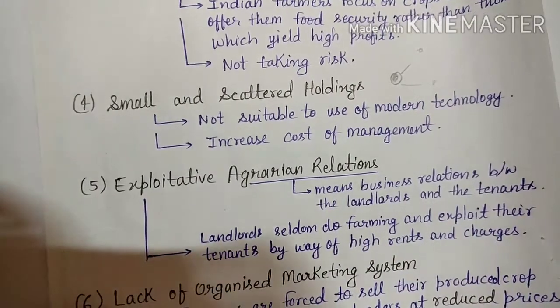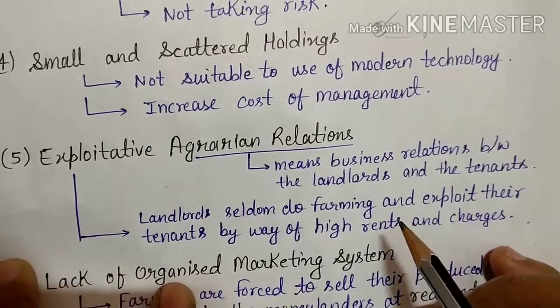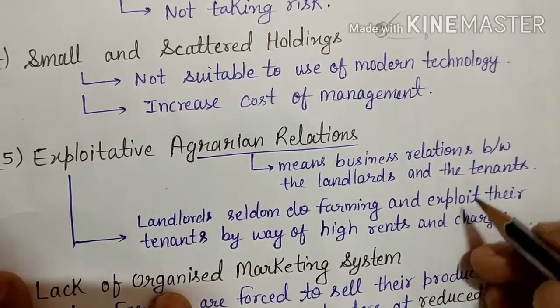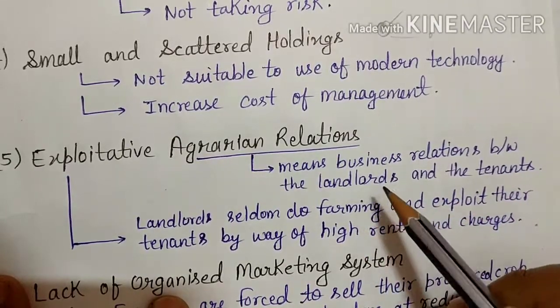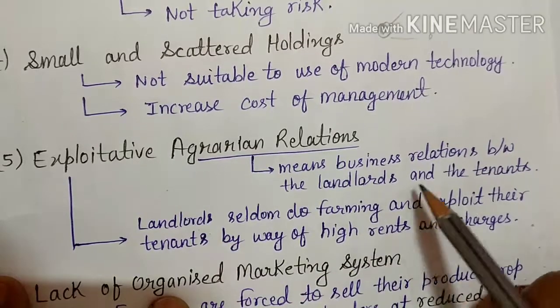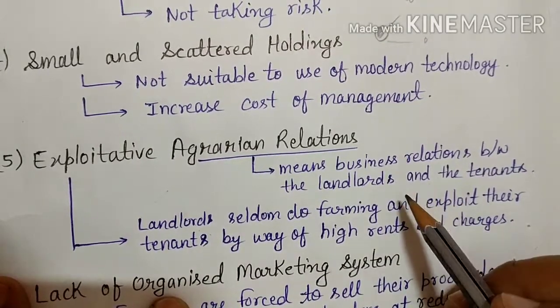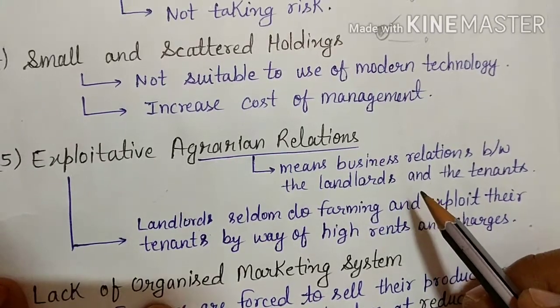They just earn by way of high rents and charges. Whatever is grown, those who are tenants, the hard workers who actually work on the land, are called tenants, okay, tillers. So they are actually working, but who is taking all the money, or most of the money? Landlords. They are enjoying the money, they are enjoying the profit, and the tenants have to face financial crisis, okay.